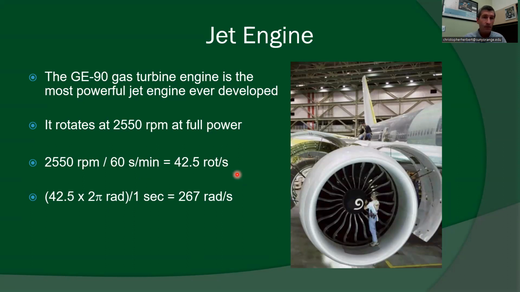Okay, the GE90 gas turbine engine, which we bring up in a lot of our examples, is the largest gas turbine engine for airplanes. This rotates about 2,500 RPMs at full power. Again, if we want to convert this to rotations per second, that's 42.5 rotations per second. And if we want to translate that to radians per second, again, from the RPMs, we can just divide by 10 roughly to get an approximate rotational velocity.